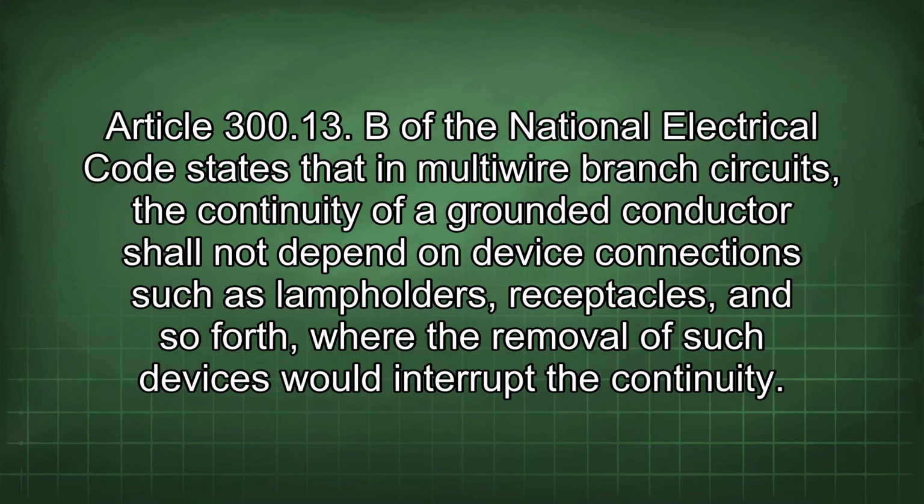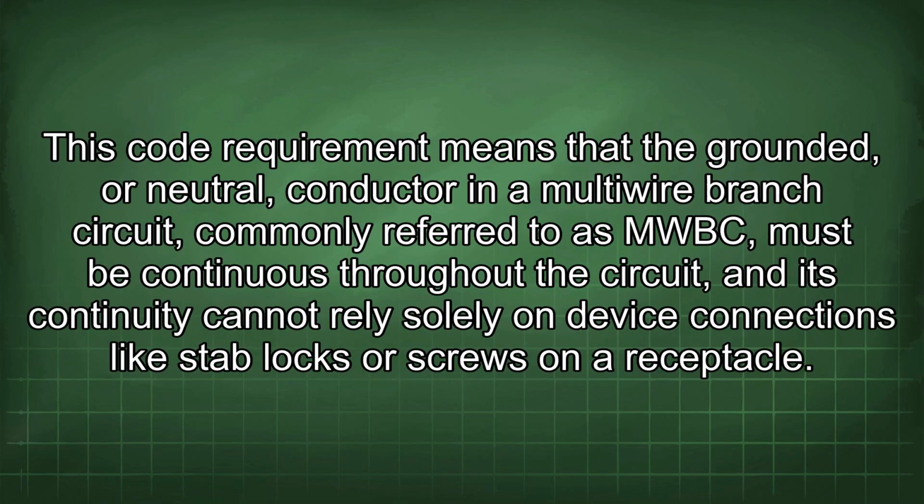Article 300.13(B) of the National Electrical Code states that in multiwire branch circuits, the continuity of a grounded conductor shall not depend on device connections such as lamp holders, receptacles, and so forth, where the removal of such devices would interrupt the continuity. This code requirement means that the grounded or neutral conductor in a multiwire branch circuit, commonly referred to as MWBC, must be continuous throughout the circuit, and its continuity cannot rely solely on device connections like stab locks or screws on a receptacle.